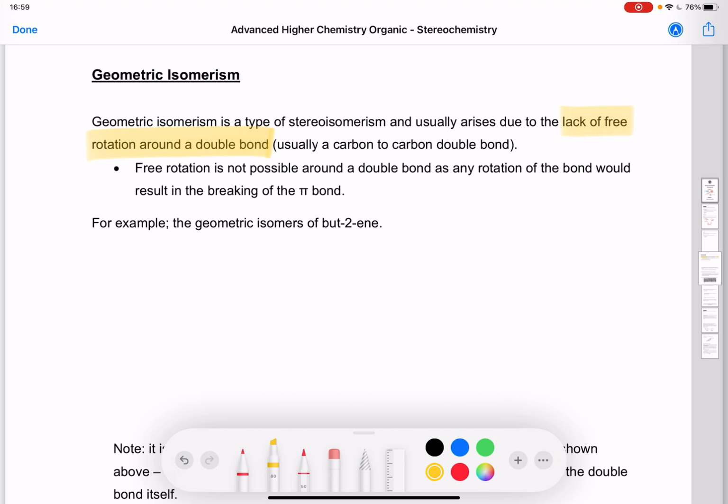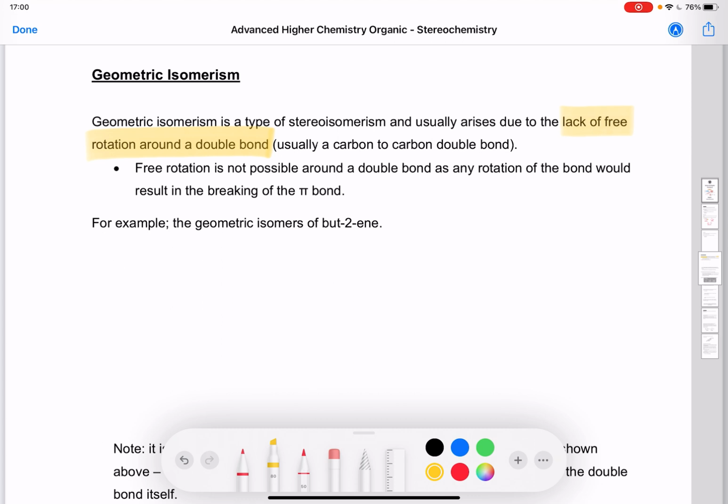So free rotation is not possible around a double bond, as any rotation of the bond would result in the breaking of the pi bond. So remember, a carbon-to-carbon double bond is one sigma bond and one pi bond. And because the pi bonds are in a sideways overlap, if you try to rotate the bond, you would actually break that sideways overlap. So that's what stops that rotation happening.